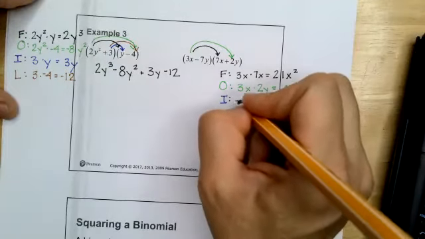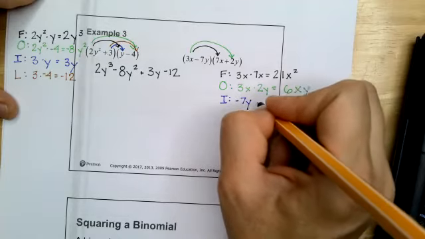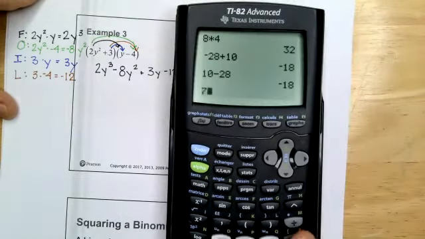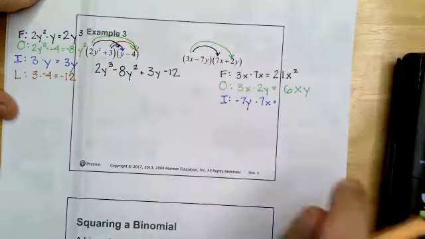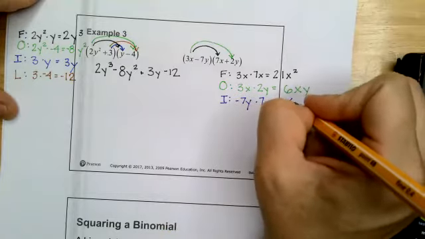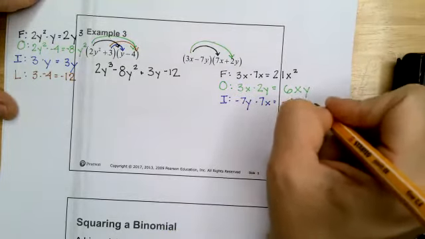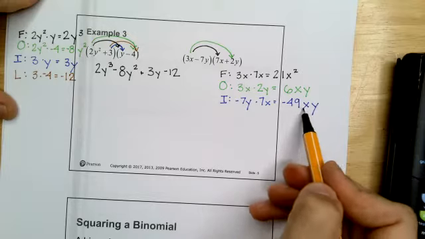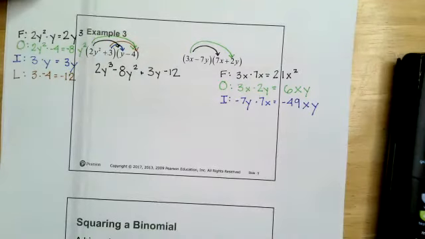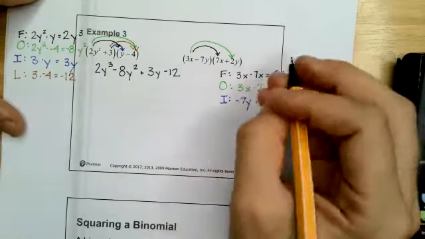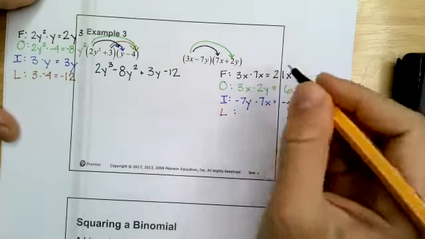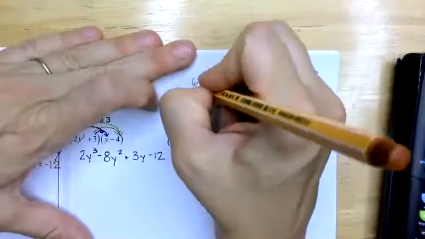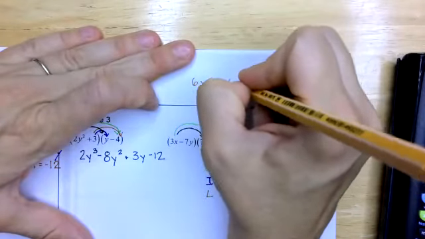Inside would be negative 7y times 7x. So now you're just multiplying 7 times 7, 49. Negative times a positive makes it a negative 49xy. Just like this was an xy because we had an x and a y, this is another xy because we have an x and a y. I put them in alphabetical order. That's what the math world does, but you're not wrong if you put it yx. It's just unusual. The important thing to know is that 6xy is the same as 6yx.